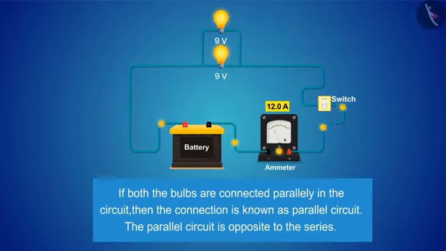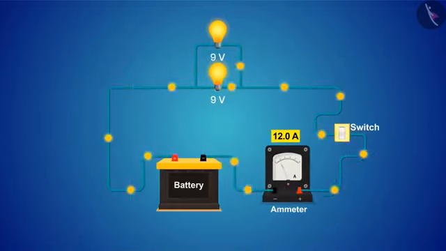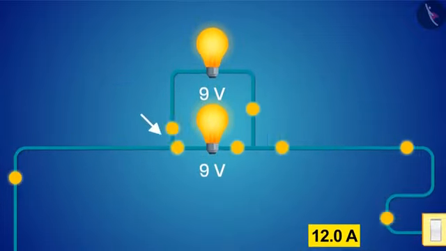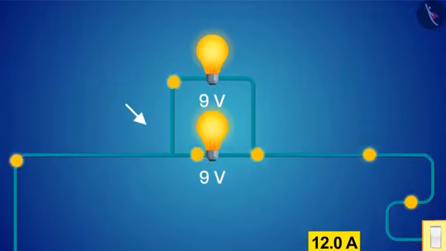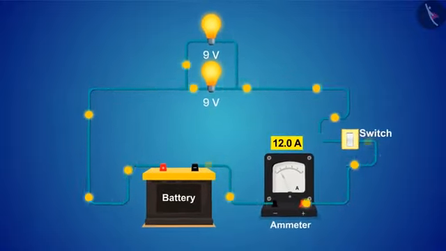In the second case, if both the bulbs are connected parallelly in the circuit, then the connection is known as parallel circuit. The parallel circuit is opposite to the series. See here, both the bulbs are glowing equally, which means that both the bulbs have an equal amount of potential difference across their ends. At the same time, the electric current appears to be divided in 2 arms.